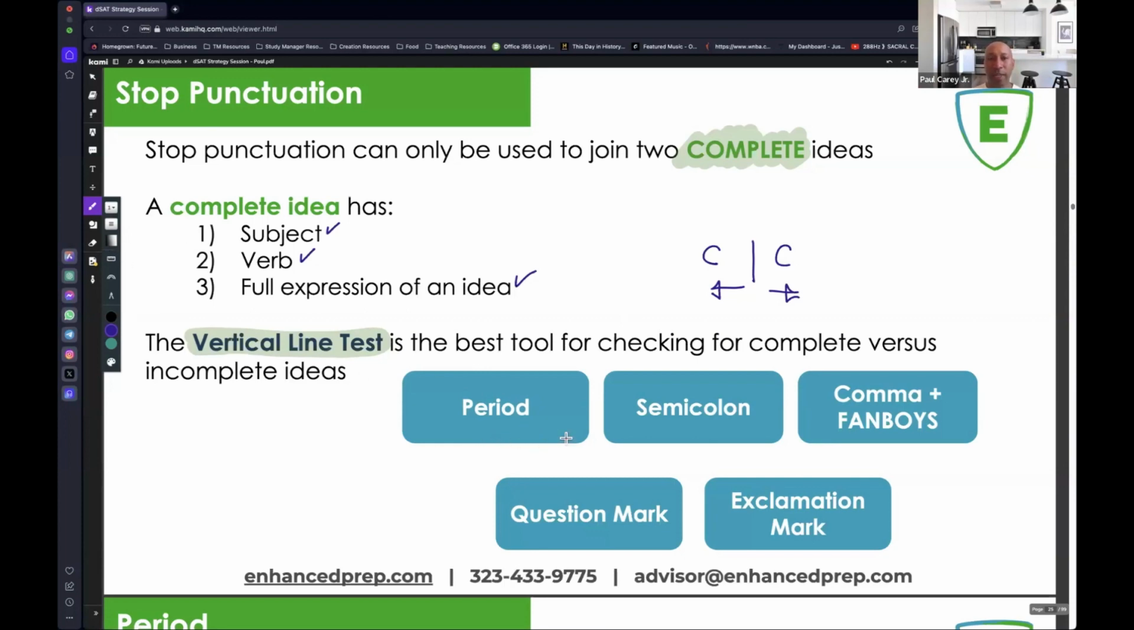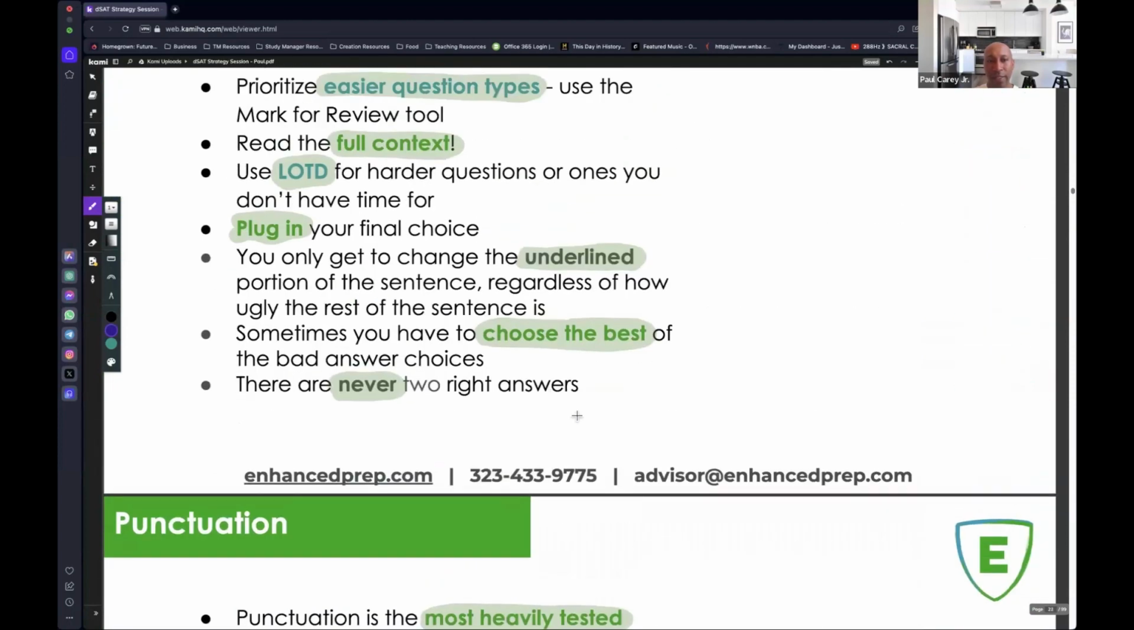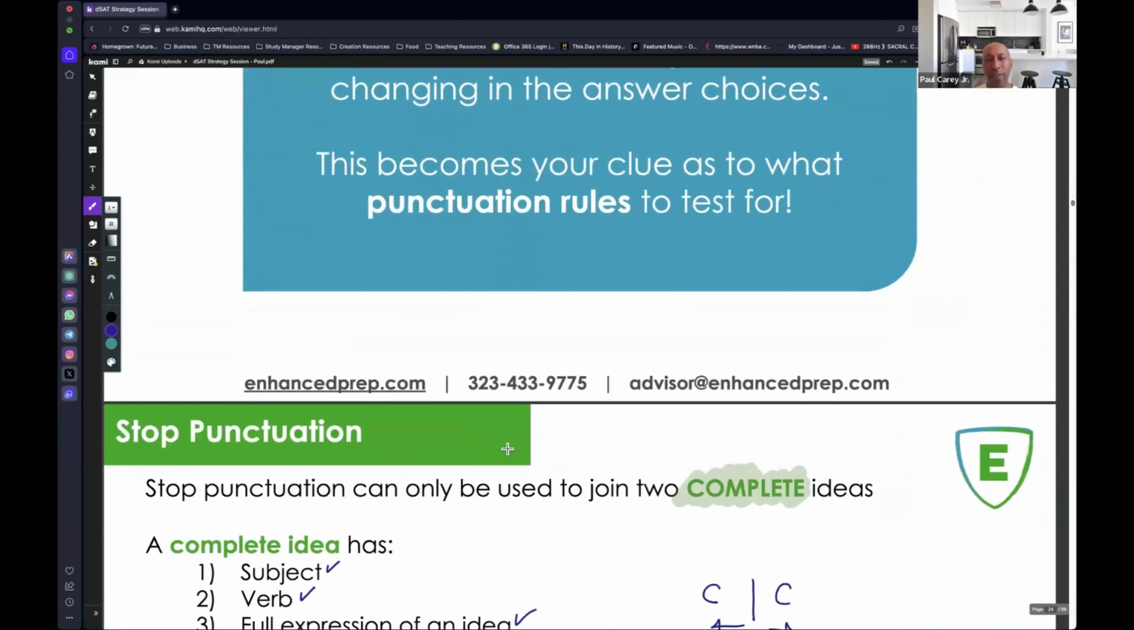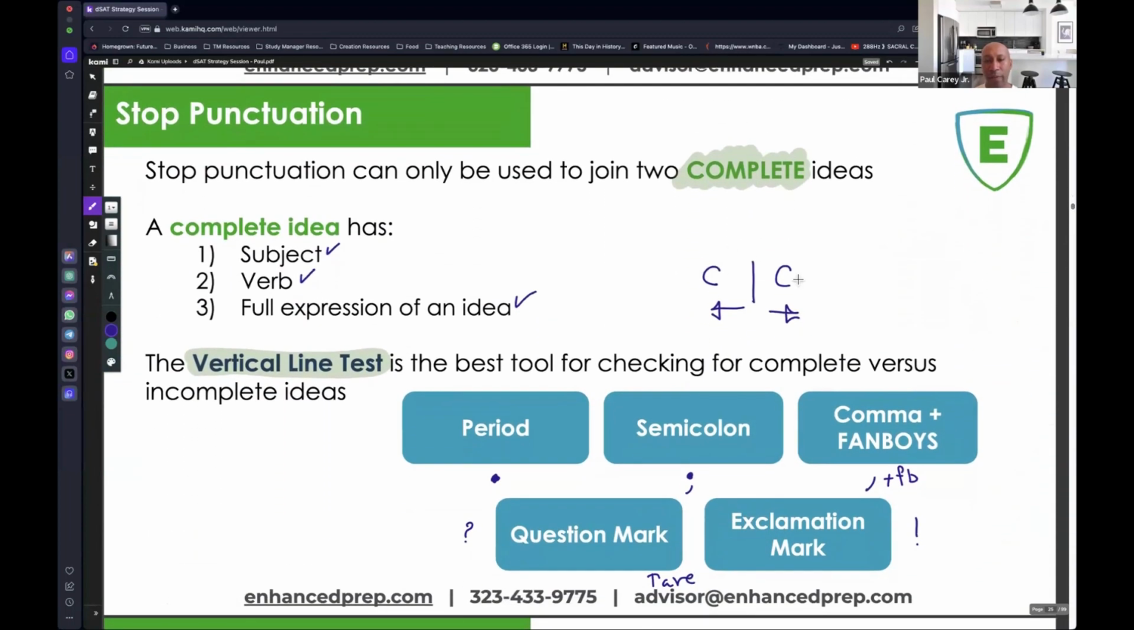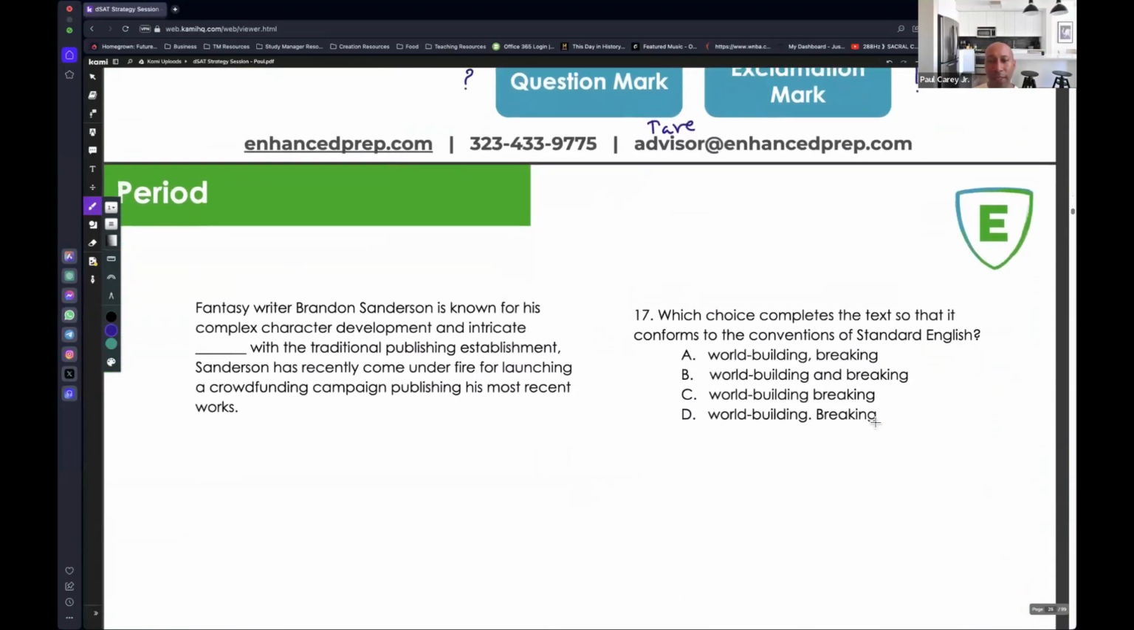So with stop punctuation, we have 5 different types. We have our periods, we have our semicolons, we have our comma plus our fanboys, we have question marks, and we have exclamation marks. These 2 at the bottom are going to be rare. So you're not going to see those that often, okay? And one of the cool things that we talked about earlier, just coming back to this, is that there's never going to be 2 right answers. So with that being said, if we have a stop punctuation situation where we have complete and incomplete, only one of these is actually going to work as long as they're the same form. So let's check and see what this looks like.